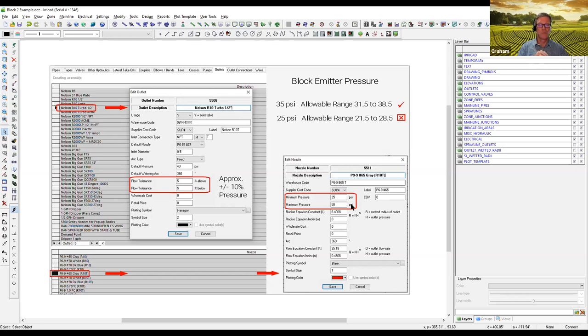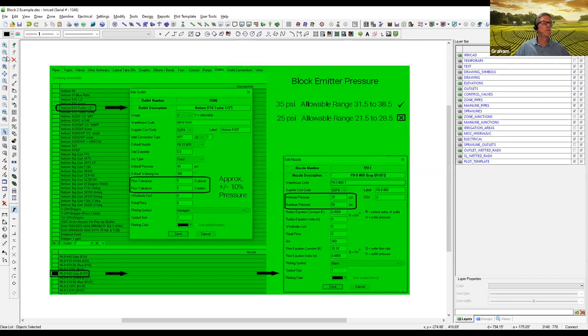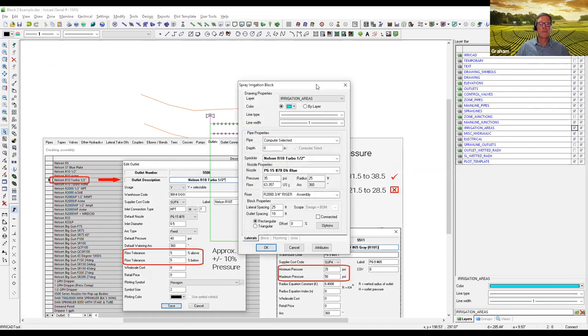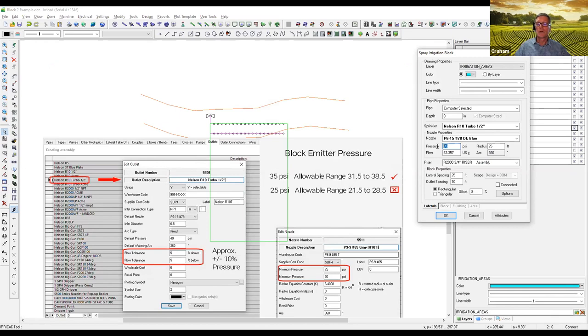When you go into the block parameters and you set the pressure, I'll see if I can move this down just a little bit, and turn on my irrigation areas so I can look at this block that I created. Here we have a pressure that I put in the block of 35 PSI. Now that gives me an allowable range, using this plus or minus 10% of pressure, of 31.5 to 38.5. So that's going to be possible. Both of those numbers are within the 25 and 50 PSI range.